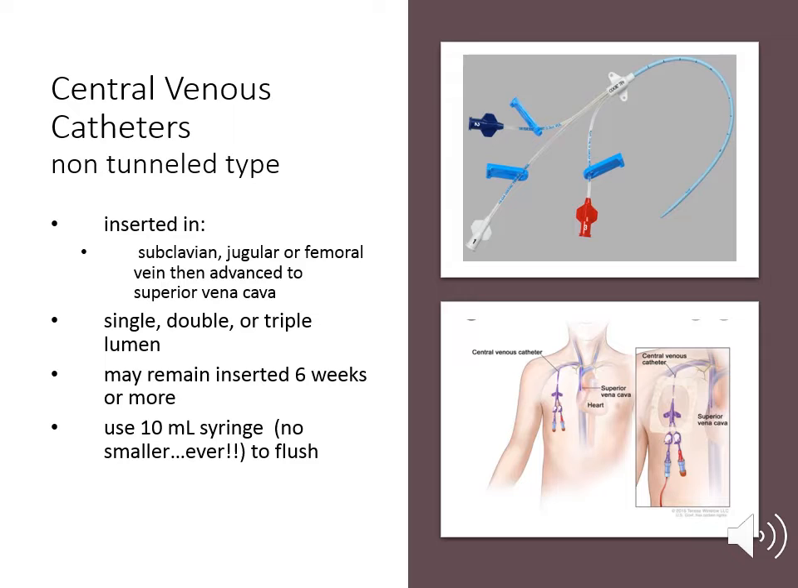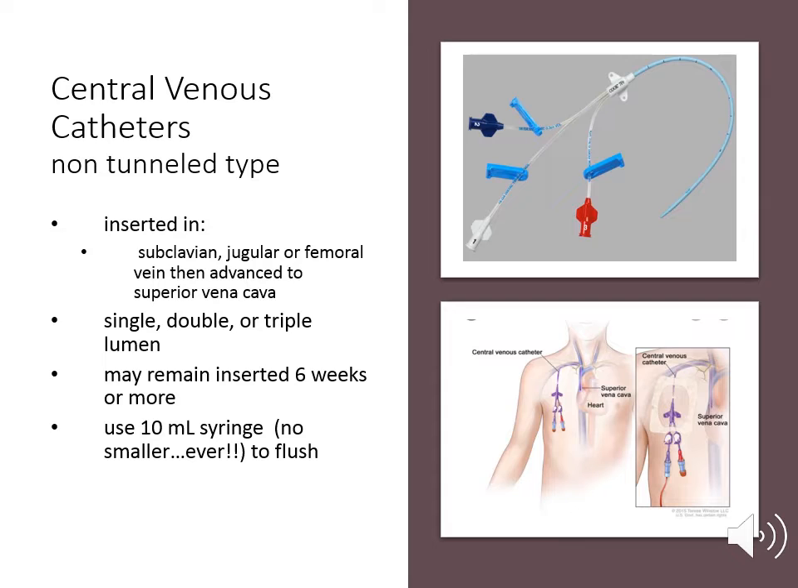This picture is the central venous catheter, non-tunnel type. As you can see, it can be inserted in the subclavian, jugular, or femoral vein and then advanced to the superior vena cava. It is placed by the MD at the bedside or in vascular radiology. We'll discuss that on a further slide. The tip then resides in the superior vena cava.